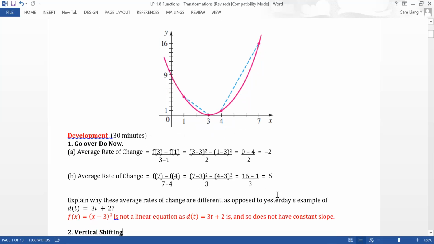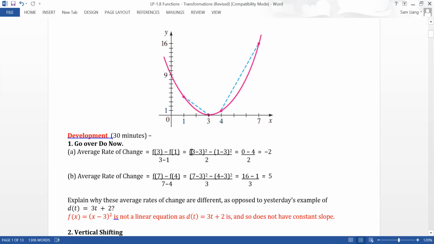Follow-up question to that. Explain why these average rates of change are different as opposed to yesterday's example of d of t equals 3t plus 2. So another major concept that we talked about yesterday is f of x equals (x minus 3) squared is not a linear equation, right? It's parabolic. As d of t equals 3t plus 2 is, and therefore does not have a constant slope, right? So that was the concept I harped on yesterday, right?